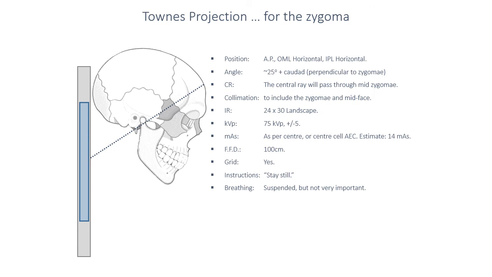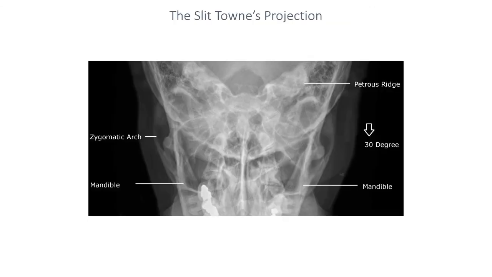It's not as good as an SMV, but it's quite close. This projection, when performed like this, should come up with something which looks like this. You can see how the patient's zygomatic arch has been projected out from the rest of the face. It's not as good as an SMV, but it does show any degree of displacement of the zygomatic arch. Because this Towne's projection has a very, very tight collimation down to a slit-like exposure area, you'll occasionally hear this referred to as a slit Towne's projection.